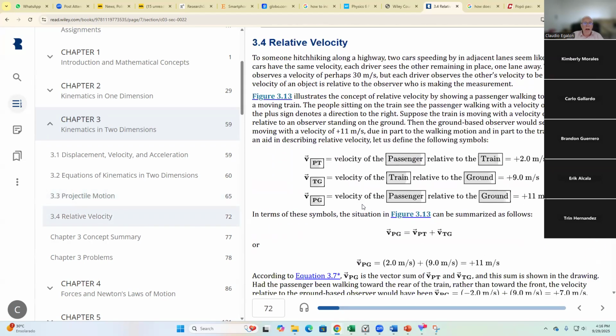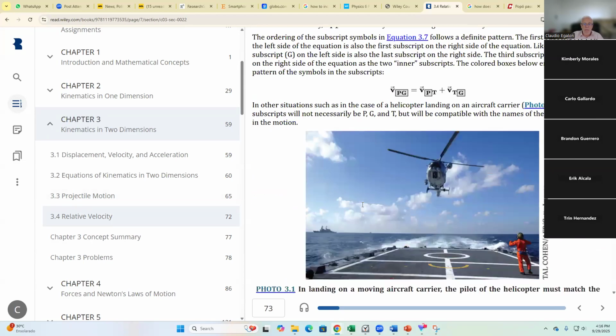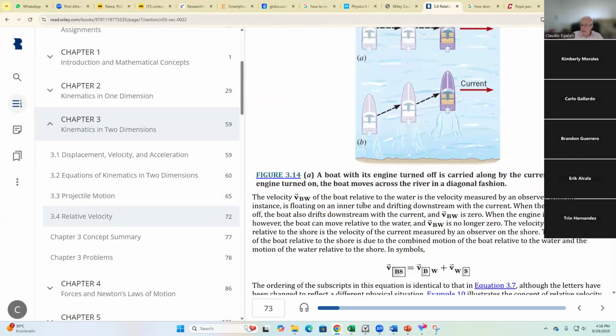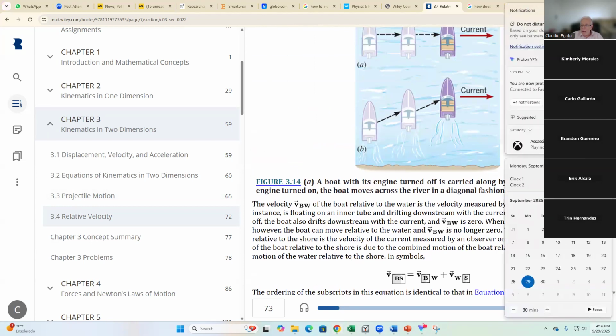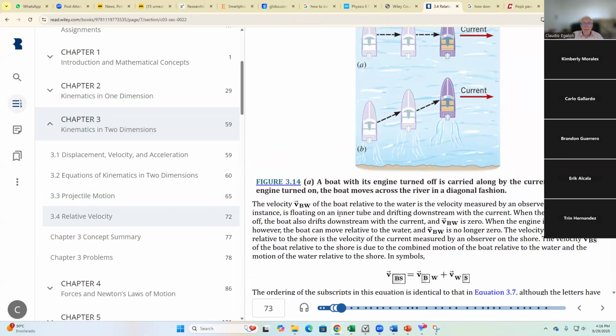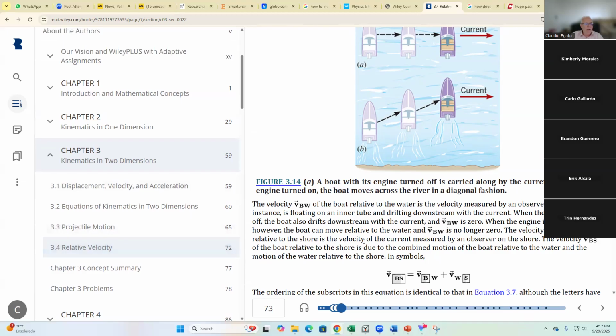So what we're going to do now is relative velocity, and we'll be able to finish this chapter today. Let's see, 12:16. Do we have another half an hour, 35 minutes to do that? Displacement, velocity, and acceleration, we covered that. Equations of kinematics in 2 dimensions, projectile motion. And now let's finish chapter 3, which is relative velocity.